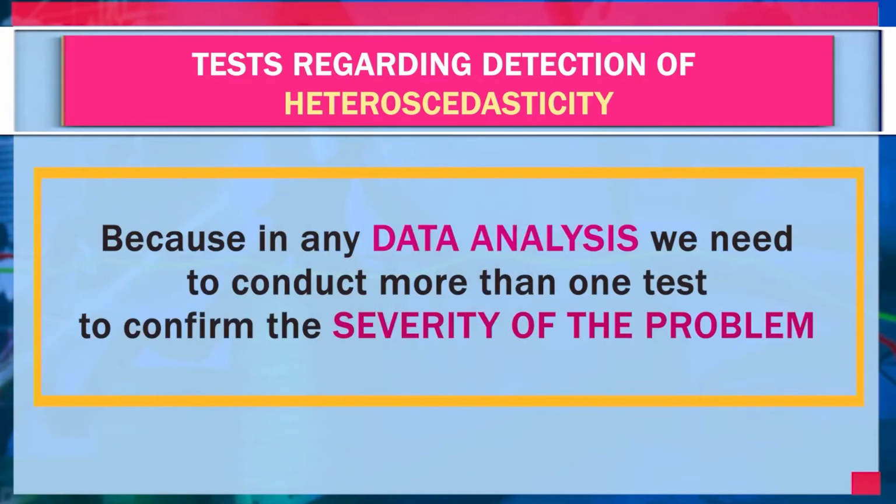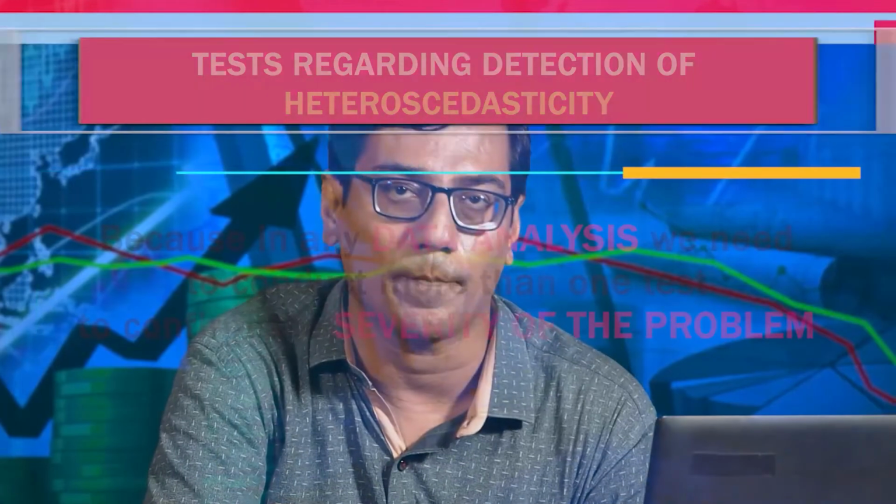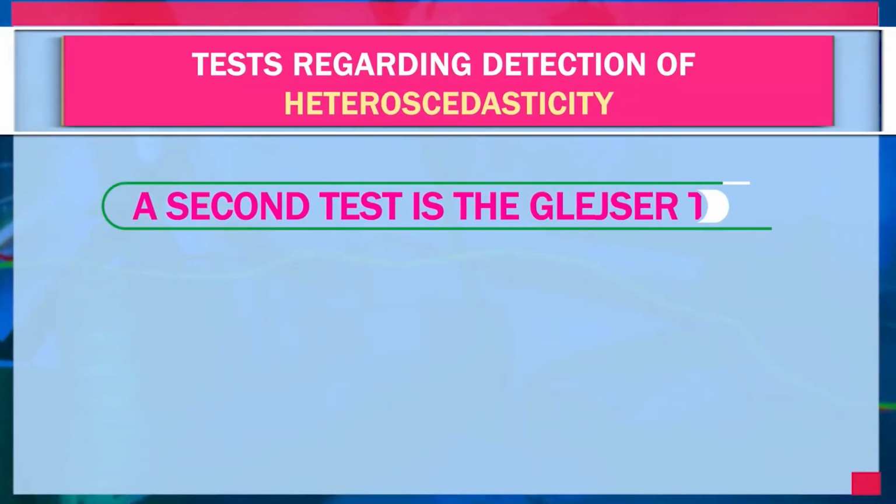Because in any data analysis, we need to conduct more than one test to confirm the severity of the problem. Because we need to identify the source of the problem. That is, what is responsible for the problem, which variable is responsible for this heteroscedasticity. So that can be explored if we want to conduct more than one test. So now we go for the second test, which is basically the Gleiser test.